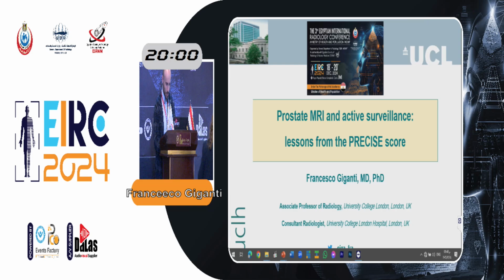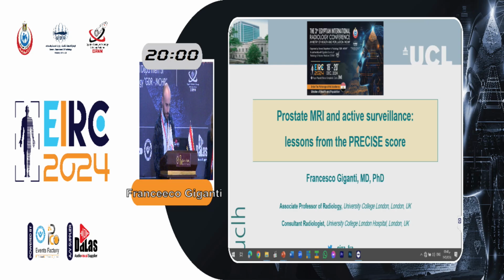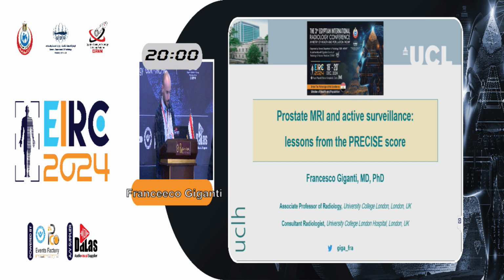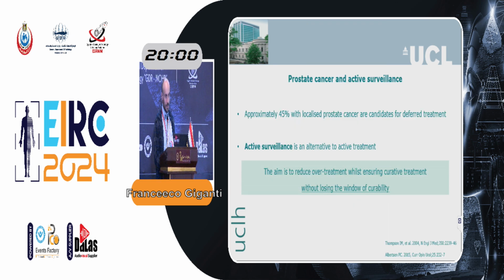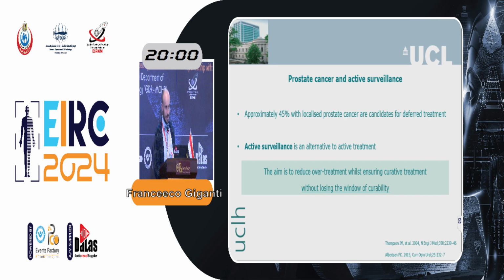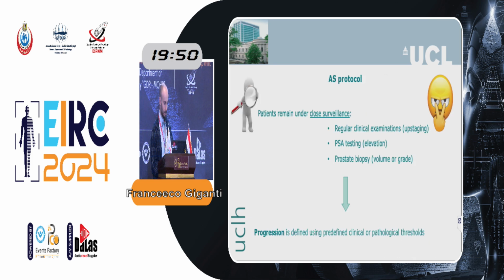So now we're going to look at the role of the MRI during active surveillance and the PRECISE score. Active surveillance is an alternative to active treatment, meaning that we want to reduce over-treatment, but at the same time we want to ensure that we are giving the patient a curative treatment without losing the window of curability.